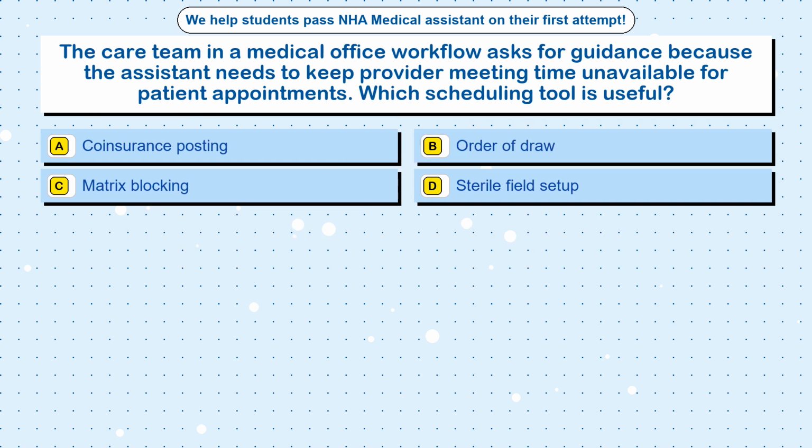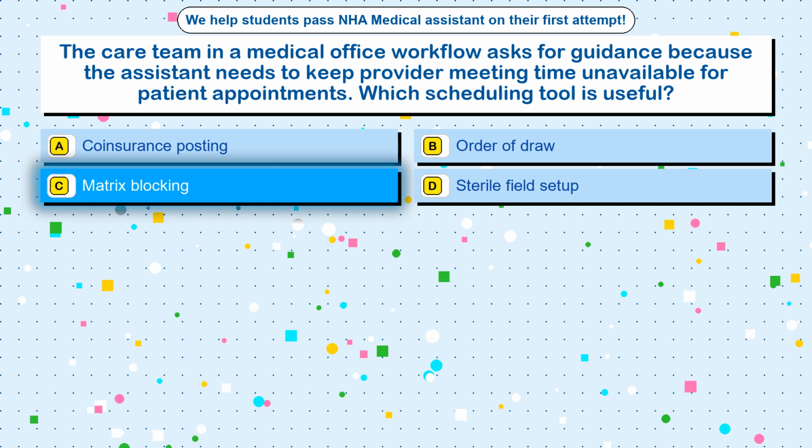Question 29. The care team in a medical office workflow asks for guidance because the assistant needs to keep provider meeting time unavailable for patient appointments. Which scheduling tool is useful? Option A, coinsurance posting. Option B, order of draw. Option C, matrix blocking. Option D, sterile field setup. The correct answer is option C, matrix blocking.